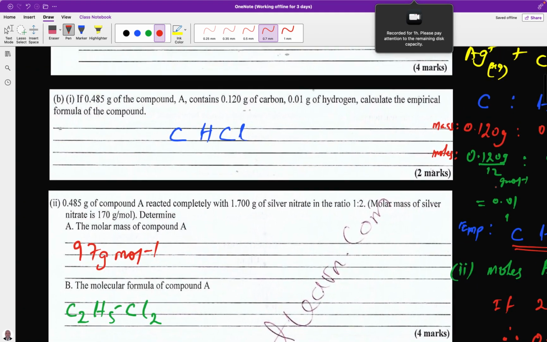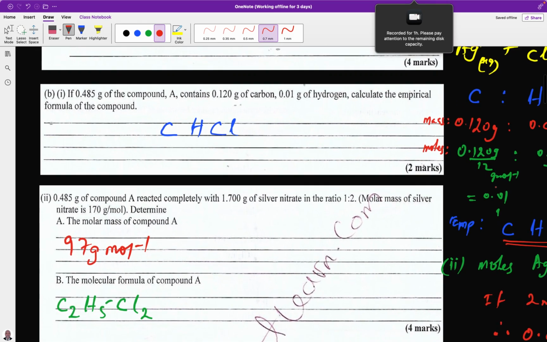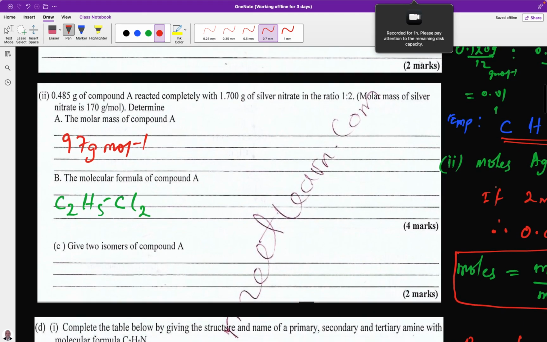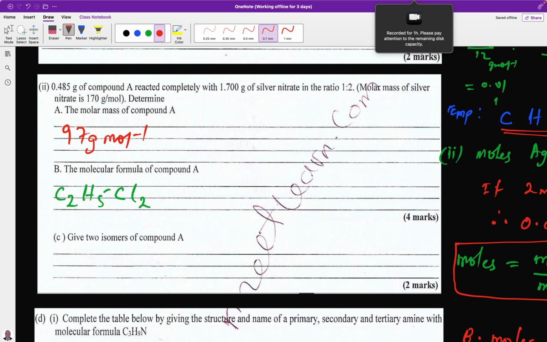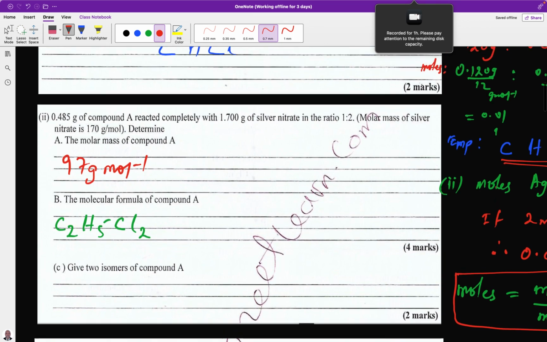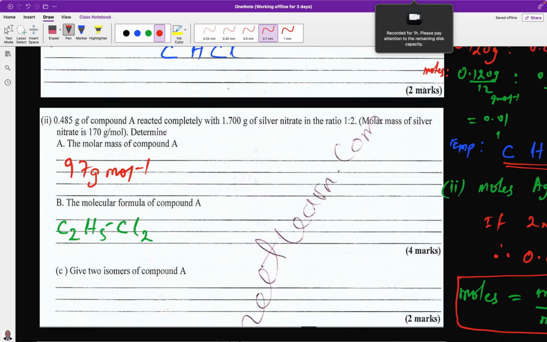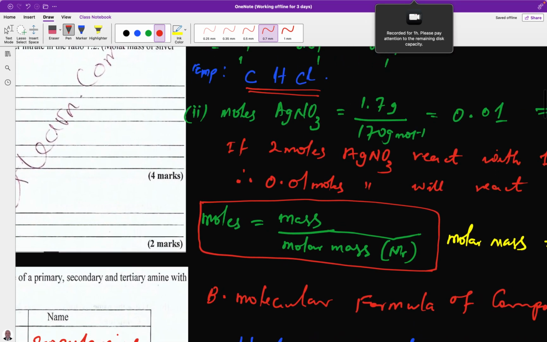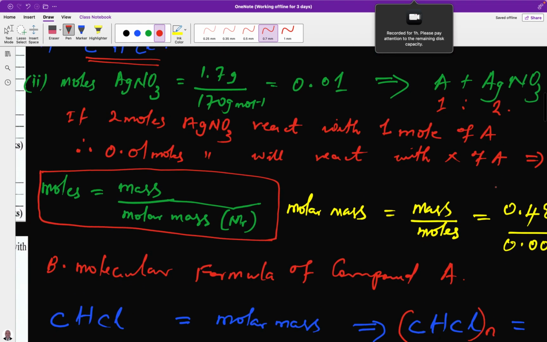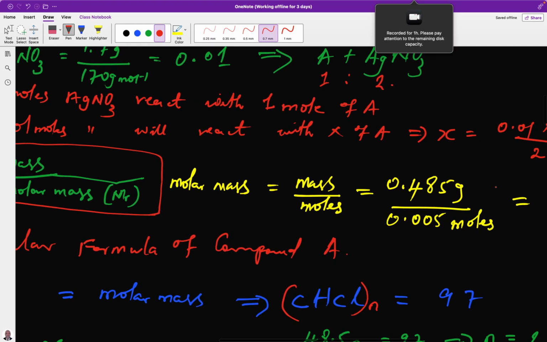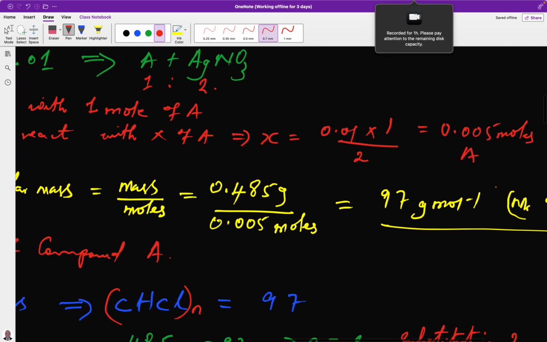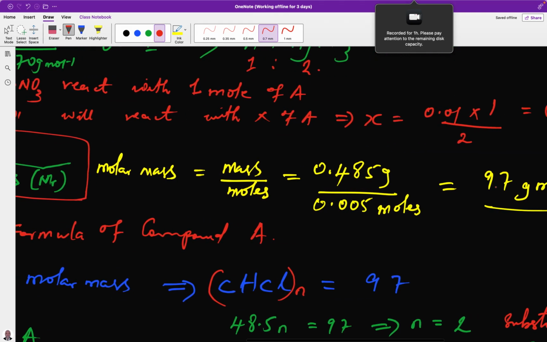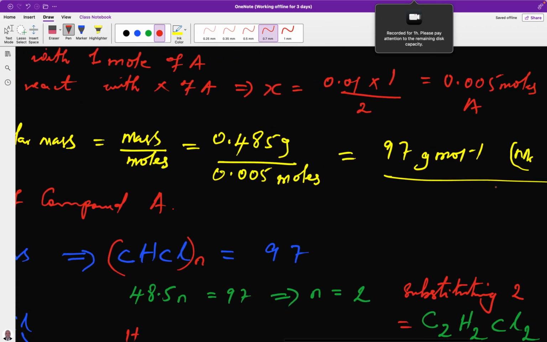Then we went into stoichiometry by calculating the empirical formula for the compound, using the information that was given. Then we calculated the number of moles of silver nitrate, and used the mole ratio to calculate the number of moles of organic compound. We use the number of moles of organic compound to calculate the molar mass by dividing the mass by the number of moles. We have the molar mass.